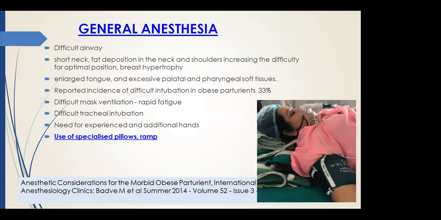General anesthesia. Difficult airway preparedness is absolutely essential. Always call for experienced and additional hands, as fatigue may set in with difficult mask ventilation. Always use specialized pillows or ramp or towel pads to give a ramp position in order to avoid obstruction and also to align the laryngeal view.